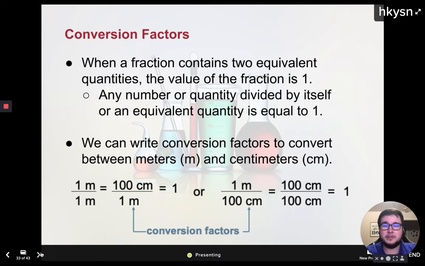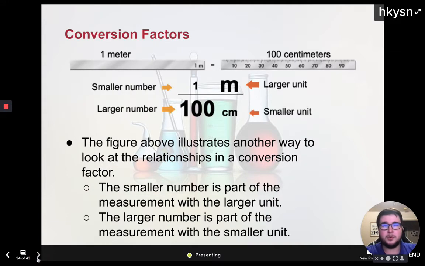We're going to do a lot of examples on this, so if this isn't making sense yet, don't worry. Hopefully it will click whenever we start working some problems out. Okay? So go ahead and look at this picture above. The figure above illustrates just another way to imagine or look at the relationships in a conversion factor.